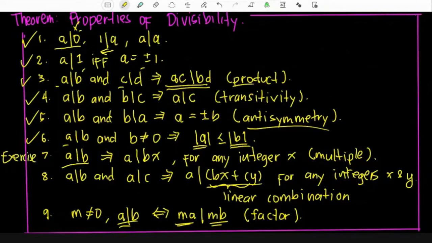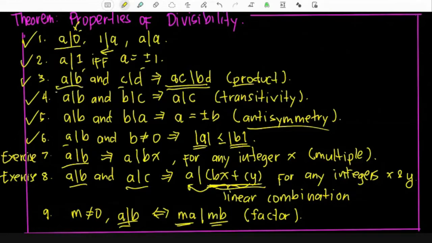Diba? A divides B and B divides C, and A divides C. Then A divides the linear combination. Again, exercise. Gagayahin nyo lang naman yung technique na ginagawa ko dito sa from 1 to 6. Ililipat mo lang to sa definition and then kukunin mo yung value nito at ipapakita mo na may factor siya na A.